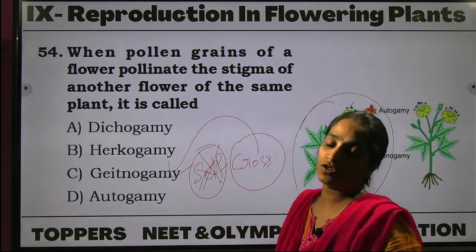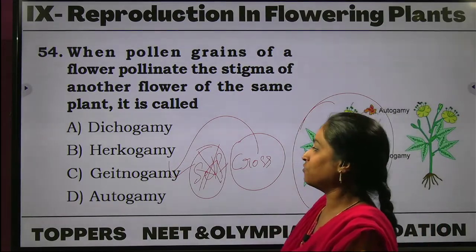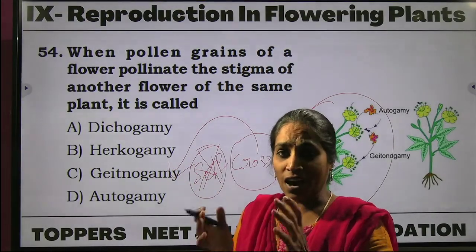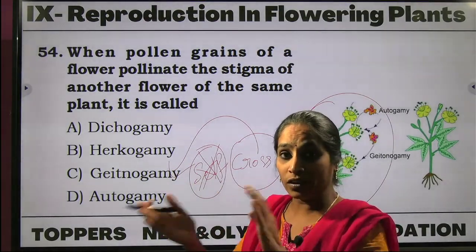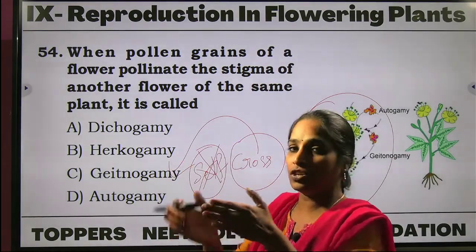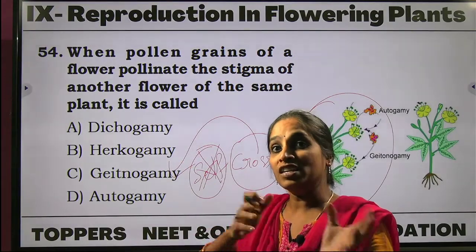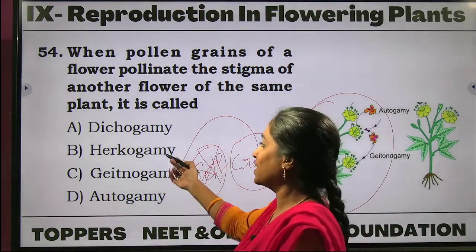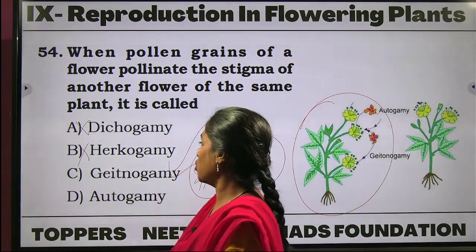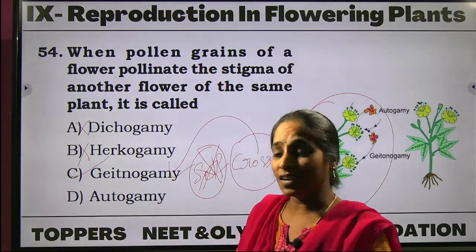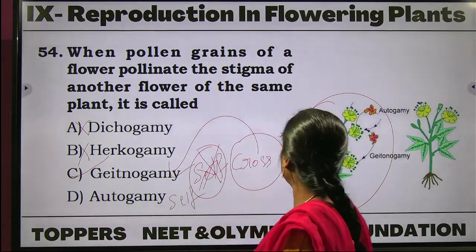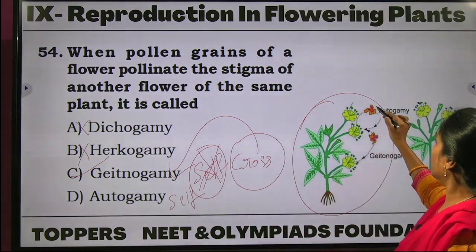The time durations of maturing of male and female gametes. And what is hercogamy? Hercogamy is a process to avoid self pollination, where the position of male and female parts is changed. That is called hercogamy. This is wrong. Option B is also wrong, and option C is the correct one. Autogamy in the sense direct self-pollination. See in the picture it is given as autogamy.